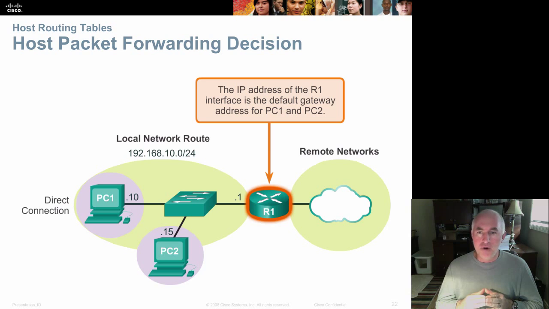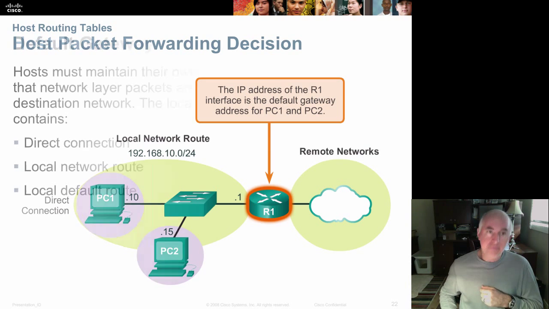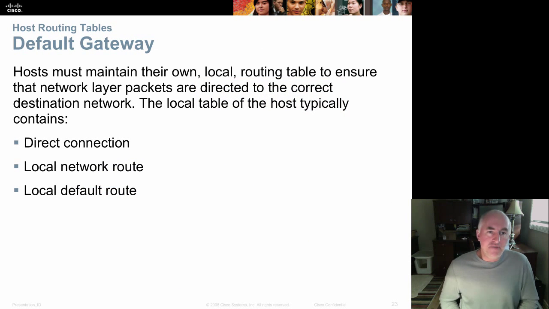Here is packet forwarding decisions. This router has to make a decision about how to forward the packet. A default gateway is your router. It's your doorway out of your part of the network.